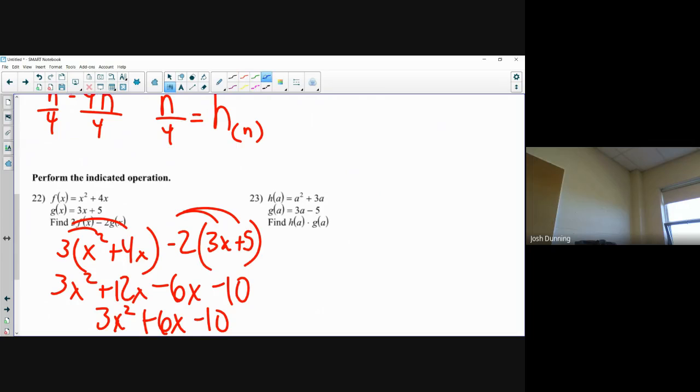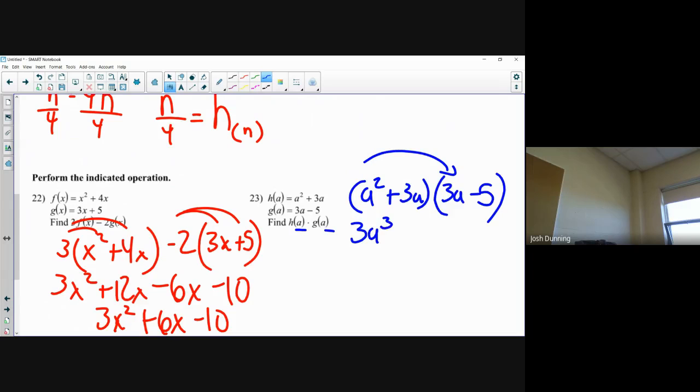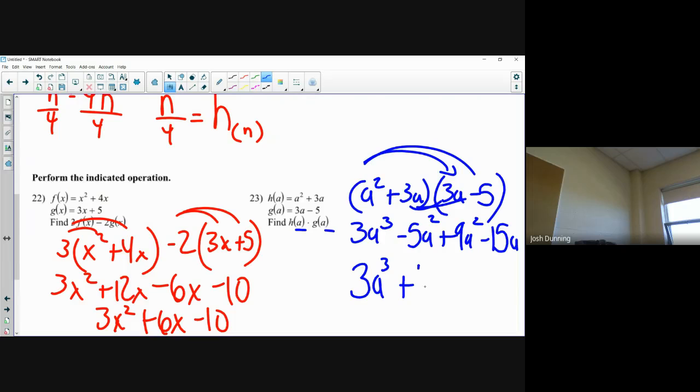23, another function operation, but this time it's just h times g. H is a squared plus 3a. G is 3a minus 5. Multiply, so I got to distribute: 3a cubed minus 5a squared plus 9a squared minus 15a. -5 plus 9 in that middle is 4.